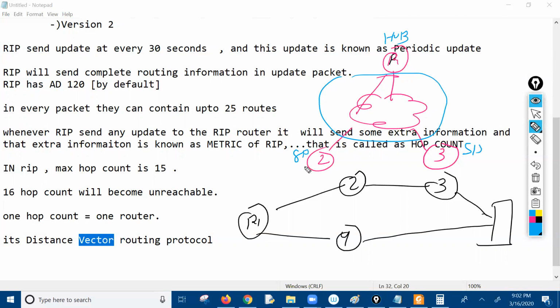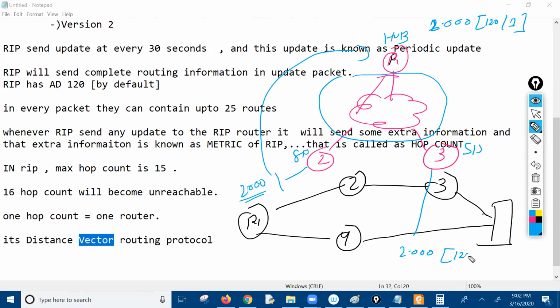So the same thing happens. When R2 is going to send the update, it will send the update through the tunnel. This is the 2.0.0.0 update, sent through the tunnel. So R1 will receive how many hop counts from it? This is a single hop count, right? So R1 will have this information, 2.0.0.0 update, AD is 120 and metric is 1 only. So it can receive it. And R1 can share this information to R3. So R3 will receive this information as 2.0.0.0 with AD 120 and metric is 2.